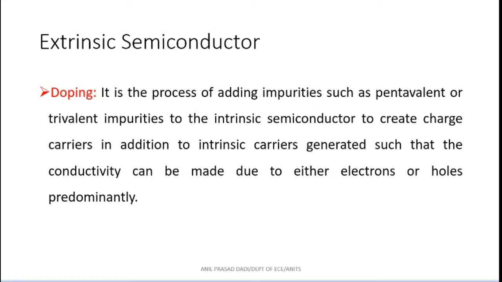So predominantly you want the current due to only one type of charge carriers, then your doping is helping you. We will see later on how this doping is going to do that particular activity. When we add impurities to the intrinsic semiconductor, we get the extrinsic semiconductor.